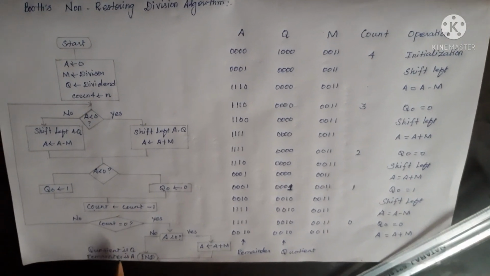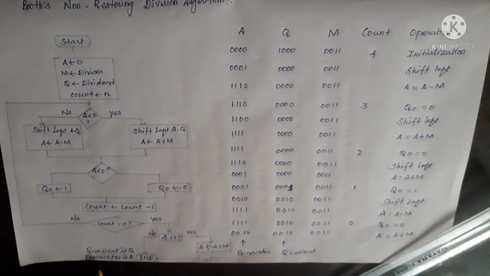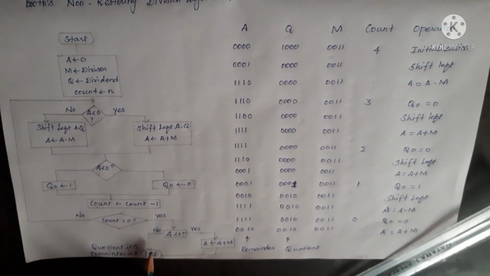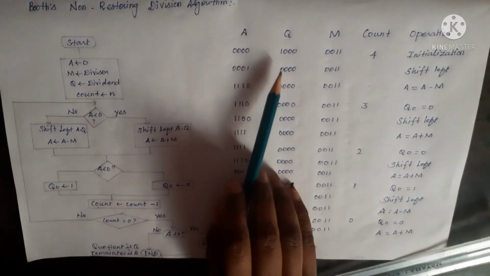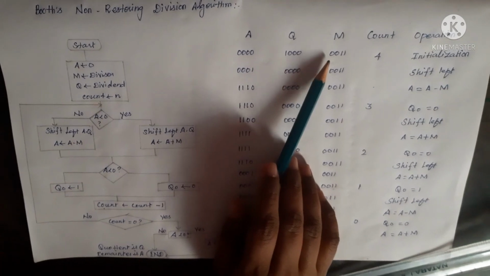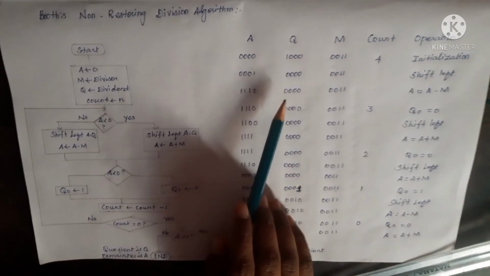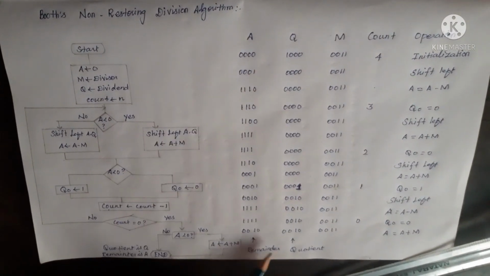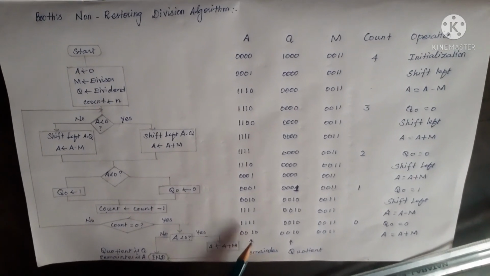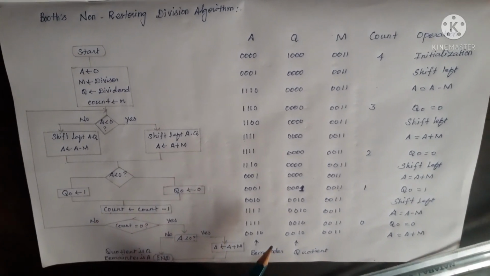After this step we'll go to the end. So at the end we get the quotient in Q and the remainder in A. So now see here, Q, that is the dividend, is 8, 1 0 0 0, the divisor is 3, 0 0 1 1. So 8 divided by 3 will give you quotient 2 and remainder 2. Quotient is 2, remainder 2. Quotient in Q and the remainder in A.